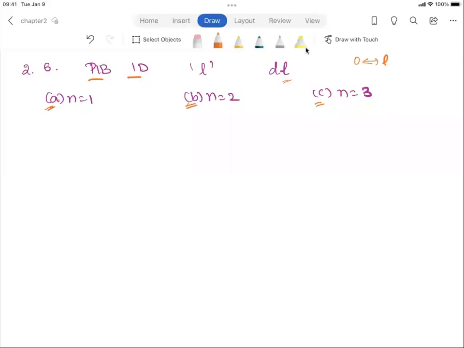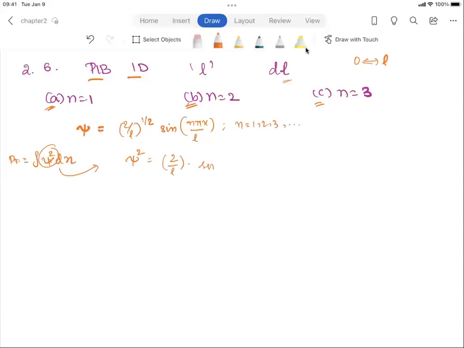And we are asked to look at three different states, n equals 1, 2, and 3. So let's first write down the wave function psi, which is equal to the square root of 2 over L times sine. Now, if you want to compute the probability, you need to compute this, right? So we care about the probability density here. Let's first compute that. That will be 2 over L times sine squared of n pi x over L.